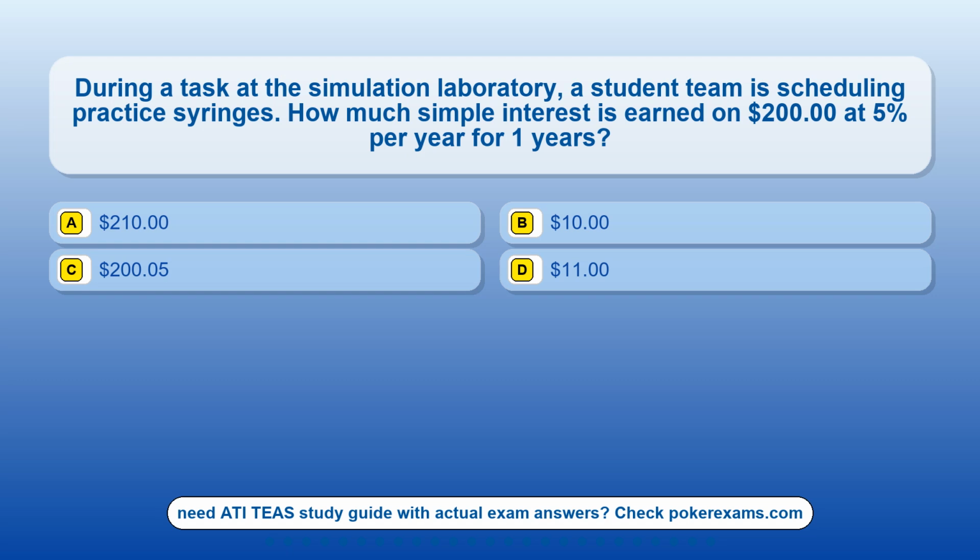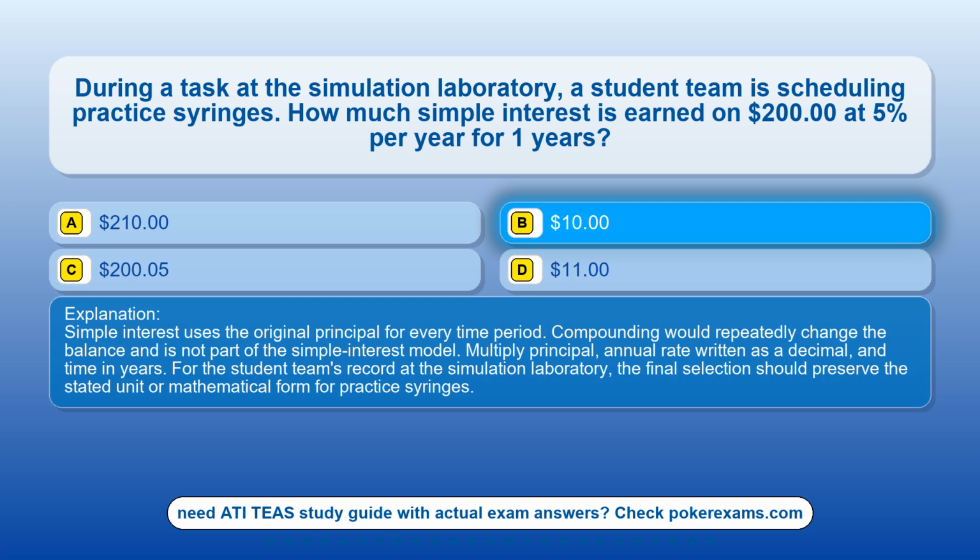Question 1. During a task at the simulation laboratory, a student team is scheduling practice syringes. How much simple interest is earned on $200 at 5% per year for 1 year? Option A, $210. Option B, $10. Option C, $200.05. Option D, $11. The correct answer is option B, $10.